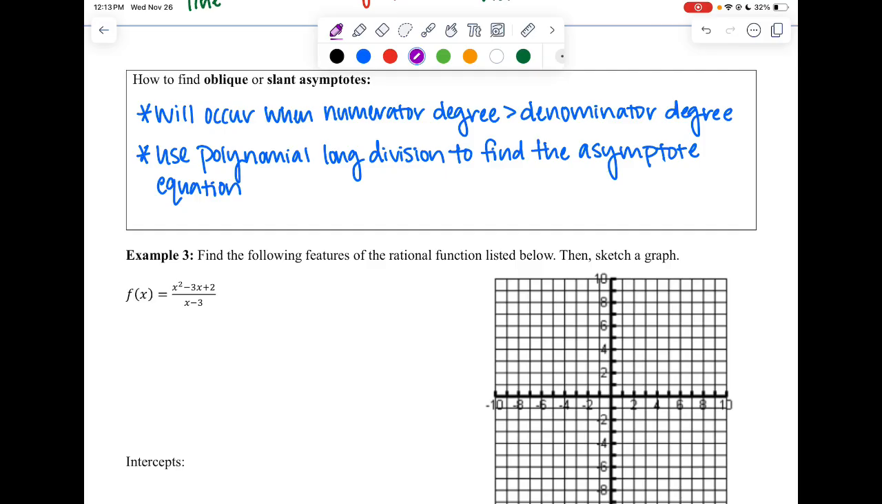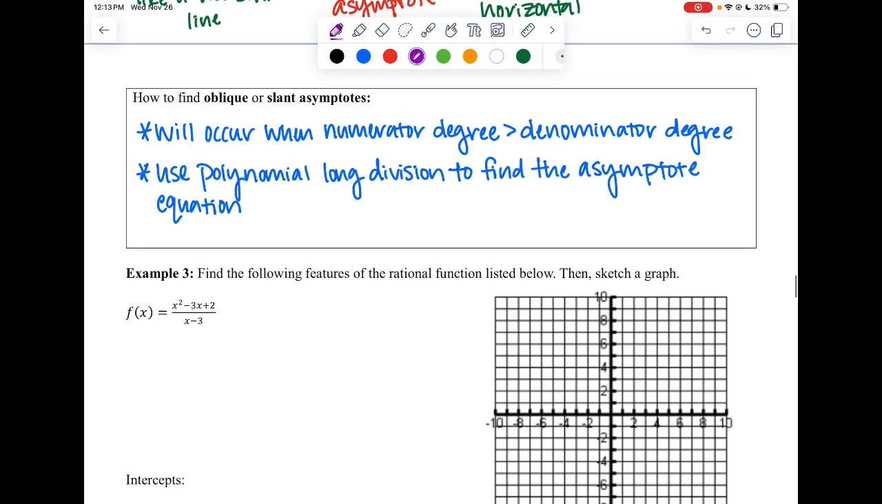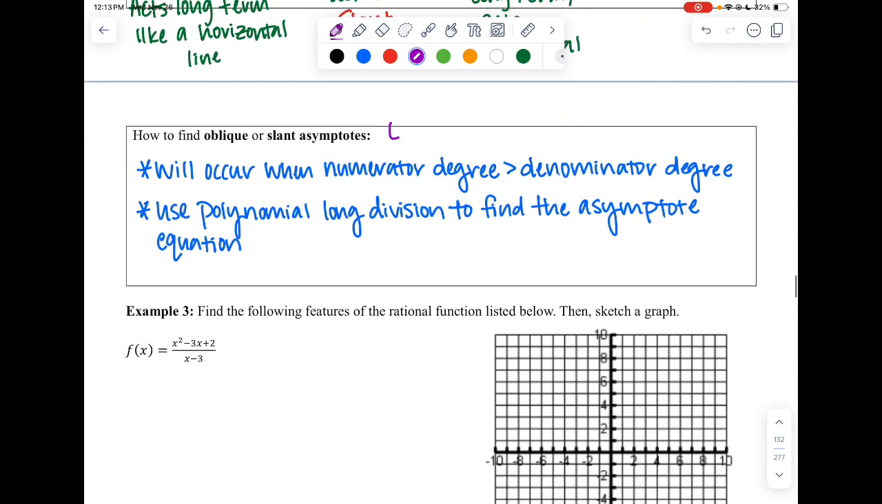Okay, so here's the deal. Finding an oblique or a slant asymptote, that's going to be when it acts long-term linear. First, that's only going to occur when the numerator degree is higher than the denominator degree. And we're going to use polynomial long division to find that asymptote equation. The reason is that by rewriting the function into a new form, it does have our asymptote stand out.